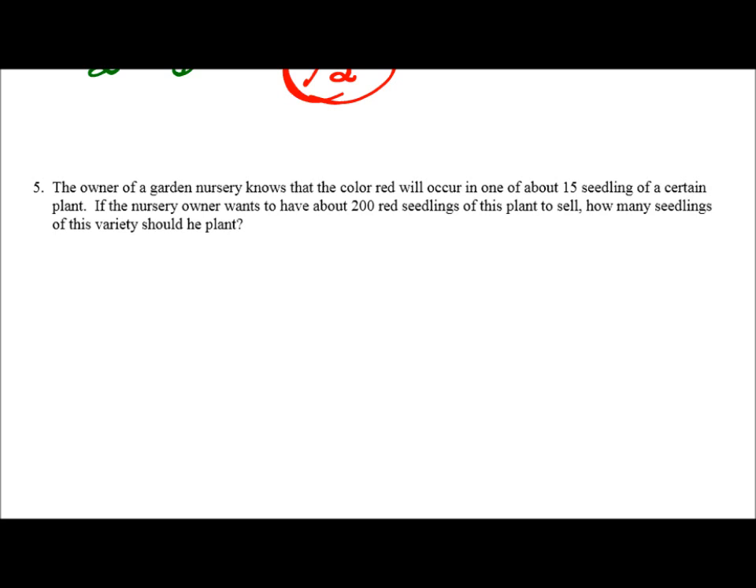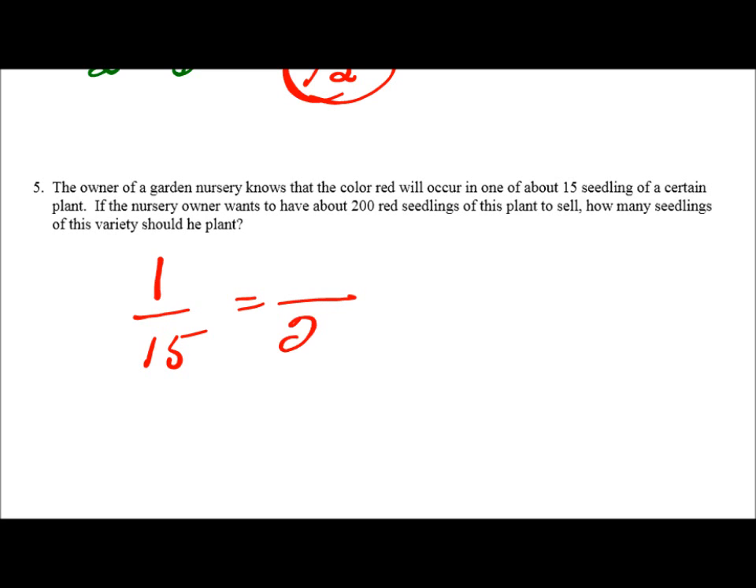Example 5, we have a garden nursery, and the owner knows that the color red occurs in 1 out of 15 seedlings of a certain plant. So we get these little plants. We can't tell what color they're going to be, but usually 1 out of 15 ends up being red. We want to have 200 red ones. And so the question is, how many seedlings should we plant? Well, let's see. 1 out of 15 is typically red.